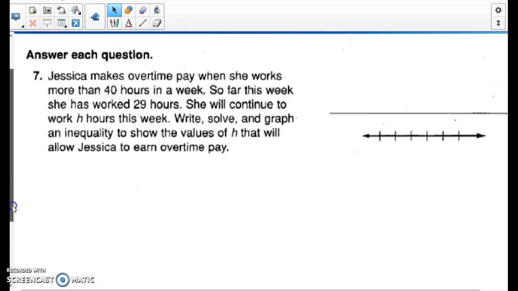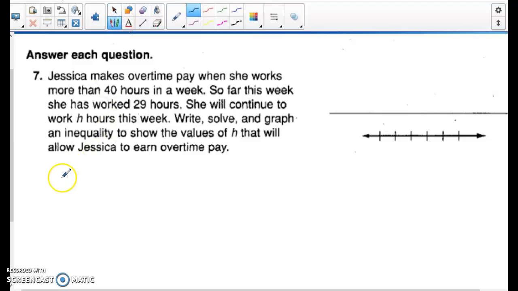Okay, kind of the same thing here. Jessica makes overtime pay when she works more than 40 hours a week. So far she's worked 29 hours. She will continue to work H hours this week. Write and solve and graph an inequality to show the values of H that will allow Jessica to earn overtime pay. Okay, so she wants to make more money. She wants to make that overtime pay.